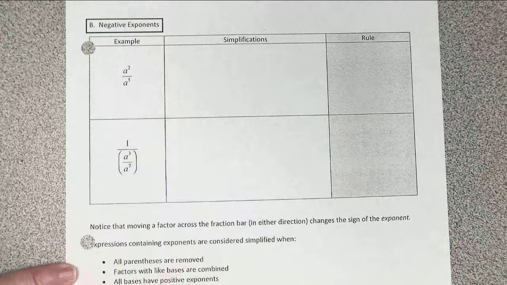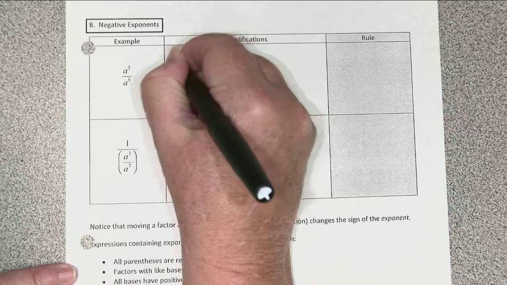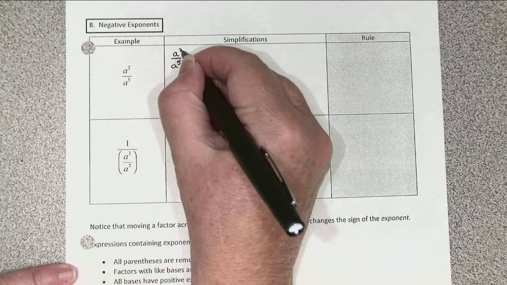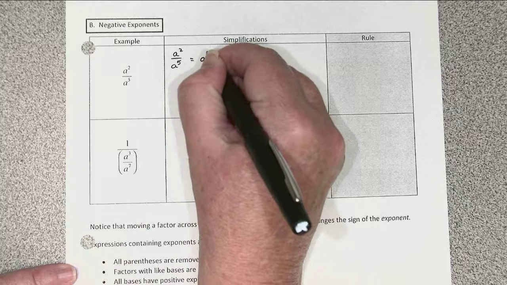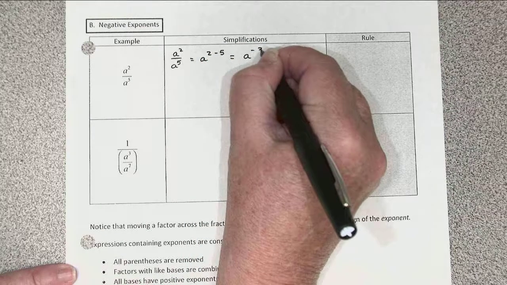As I look at the problem a squared divided by a to the fifth, I want to think about it two different ways. If I think about this using the rules of exponents that we just developed, I would subtract my exponents. So a to the 2 minus 5, or a to the negative third.